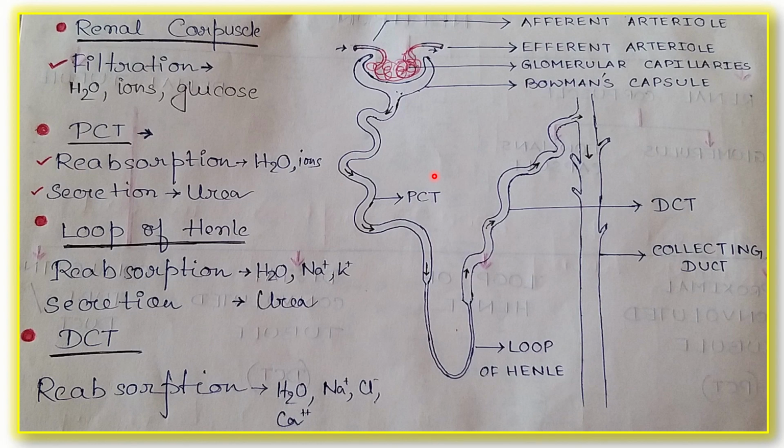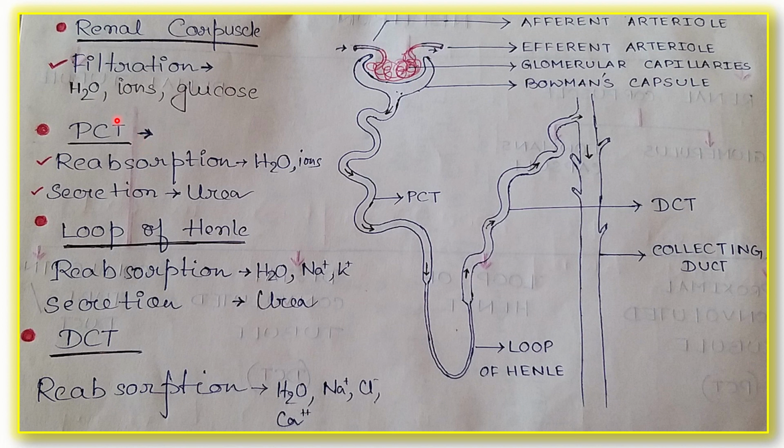Now let's see. We'll talk about the various functions of these parts. What type of absorption is occurring in these parts? These parts are all meant for separate absorption functions. Okay. The renal corpuscle will do the main filtration part. It will filter the blood over here. All right. So, what will it filter? It will filter the water, ions, and glucose.